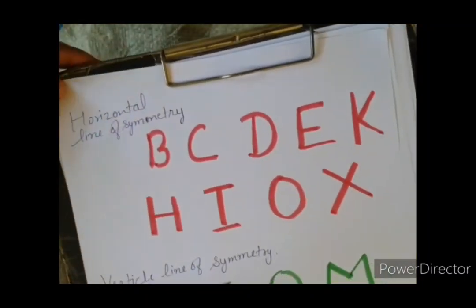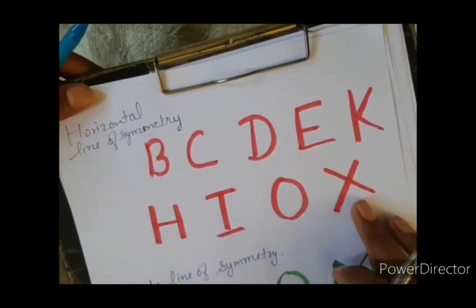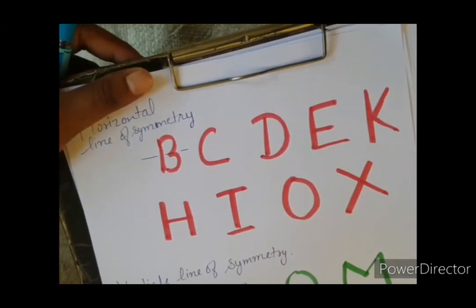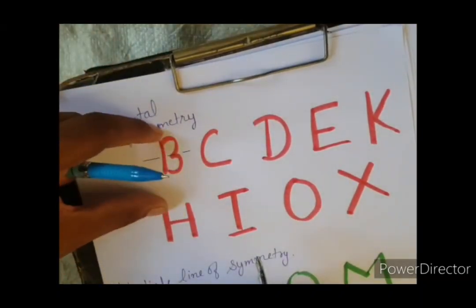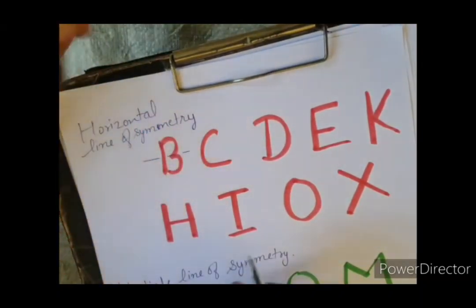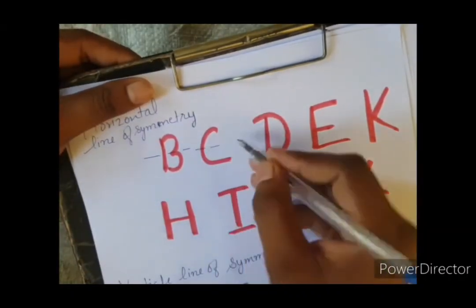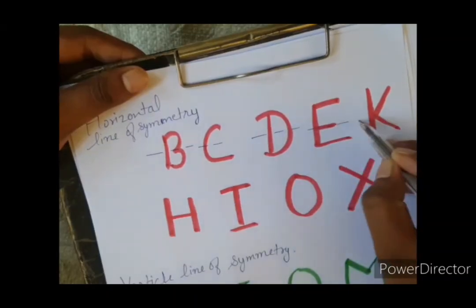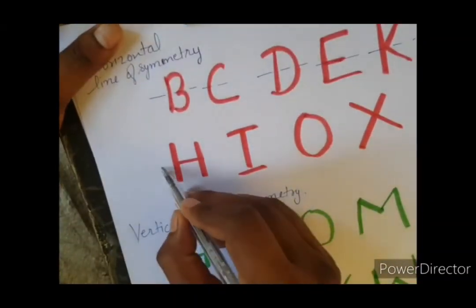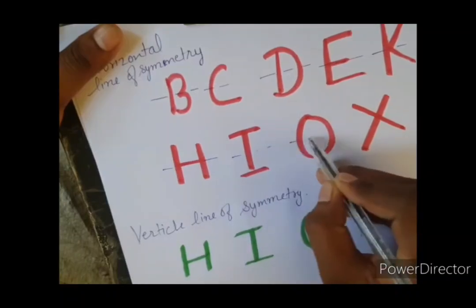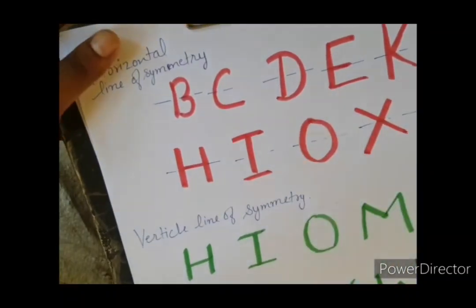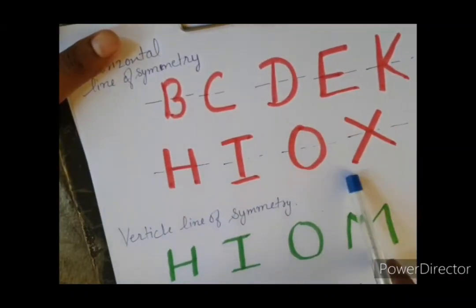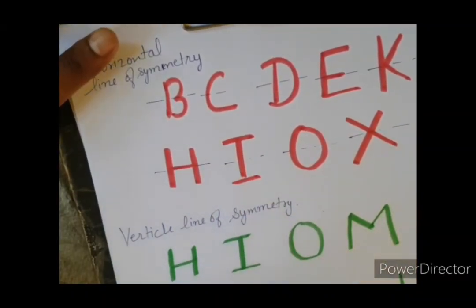So you can see here some of the alphabets which are having a horizontal line of symmetry, like B can be divided horizontally into two symmetrical same figures, right? C also has a horizontal line of symmetry here, same D, same E, K, H, I, O, X. So here you can see that all these alphabets can be divided horizontally by a line of symmetry.